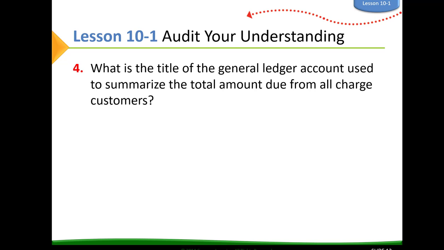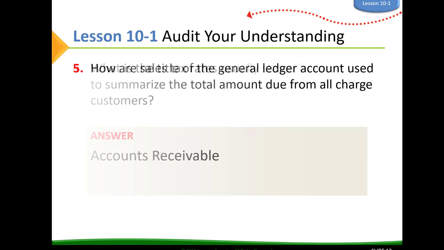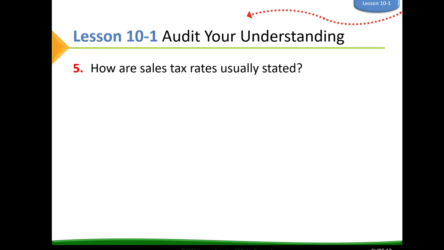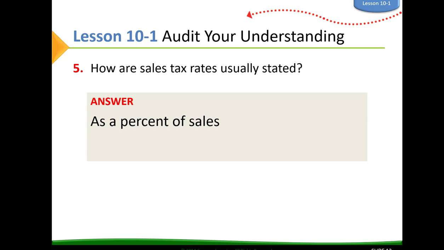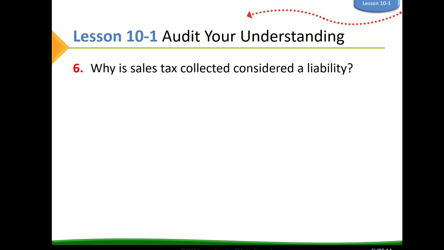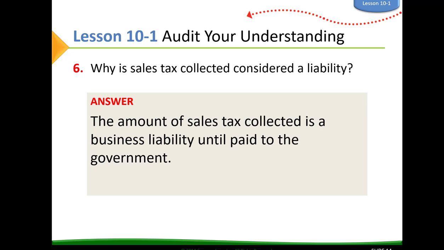What is the title of the general ledger account used to summarize the total amount due from charge customers? That's your accounts receivable. And sales tax rates are usually stated as a percent. Sales tax is considered a liability because it is a business liability until we pay it to the government.